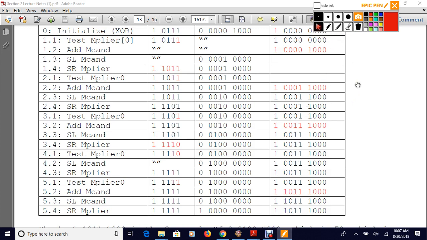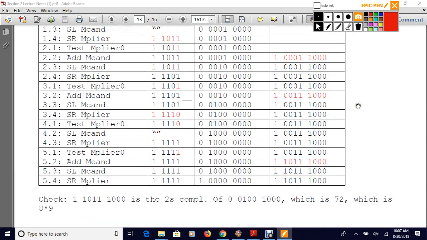All right, now that I've been through the second iteration, does anybody have questions? All right, third and fourth iteration, we kind of get the idea. Check the most significant bit. It's a 1 here, right? Therefore, we're going to add again.